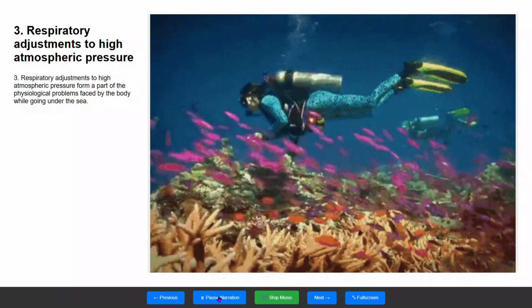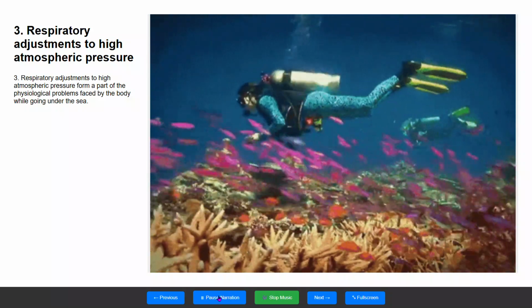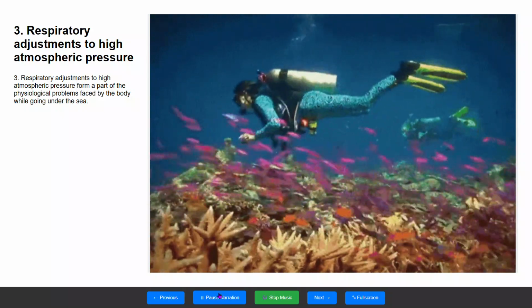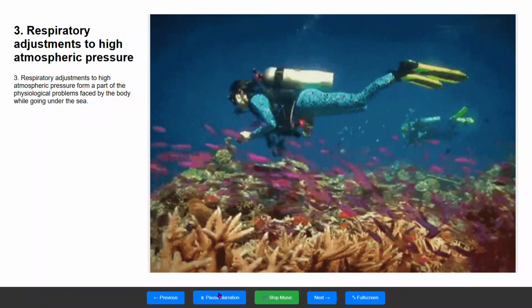3. Respiratory adjustments to high atmospheric pressure form a part of the physiological problems faced by the body while going under the sea.